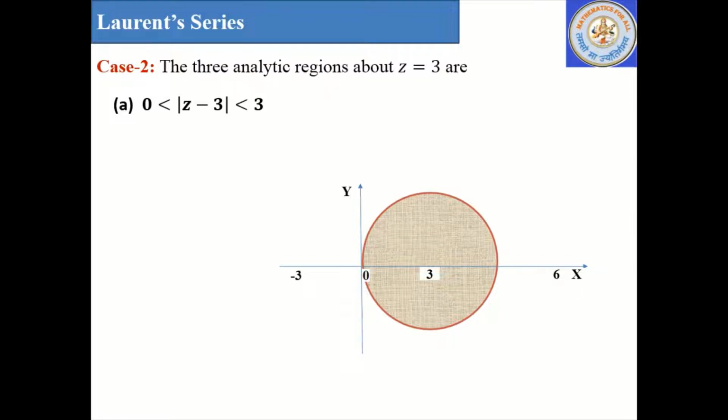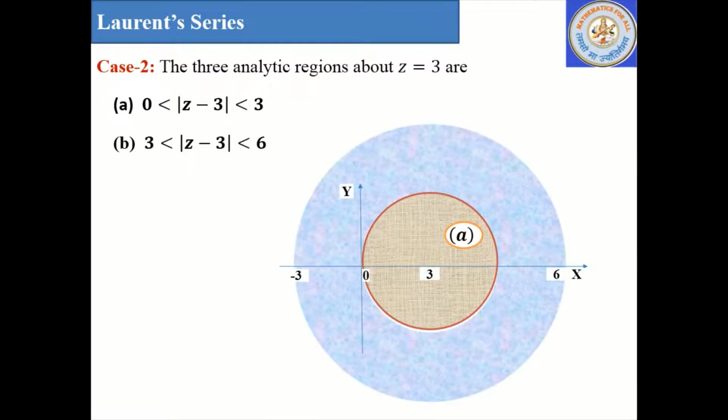So this is the A part. Second region we have where mod of z minus 3 is greater than 3 but less than 6. So this part we have, the B part. About this also we can have the Laurent series expansion.